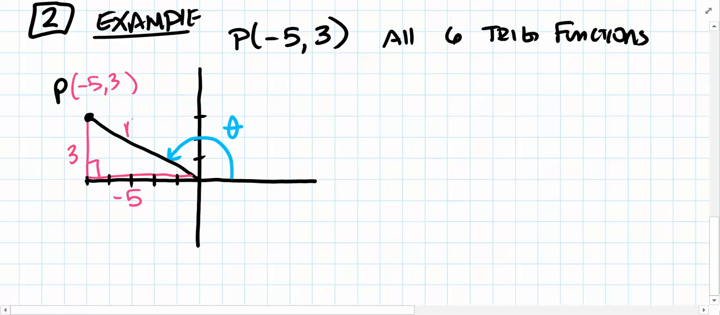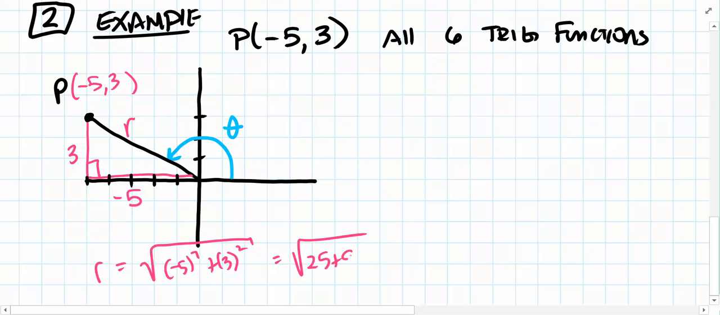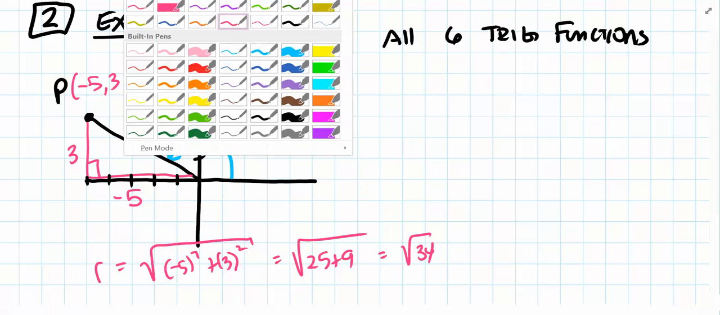So can I get R from this? Yes, I certainly can, right? R is nothing more than the square root of -5 squared plus 3 squared, right? Which is the square root of, what, 25 plus 9? Which is the square root of 34. You guys with me on that part? Brad, 34? Yeah. So far so good? Okay, so now I know that R is equal to the square root of 34. All right? Good enough?